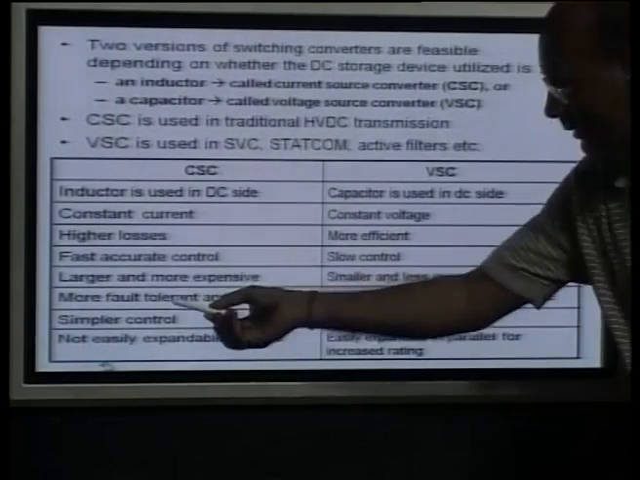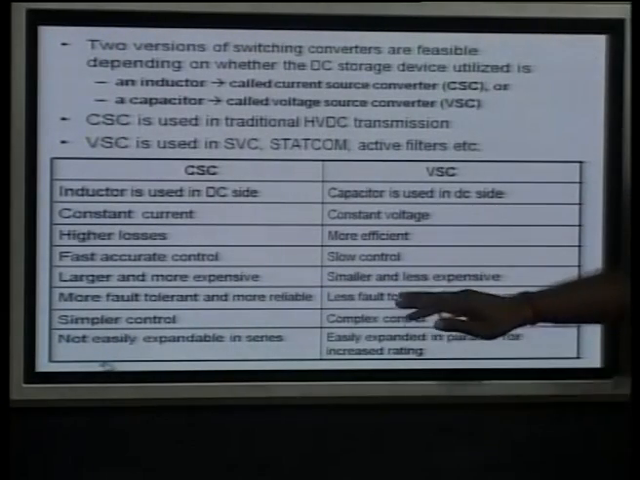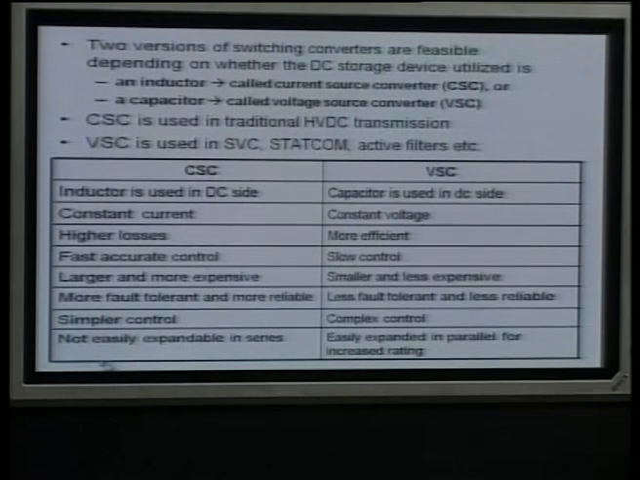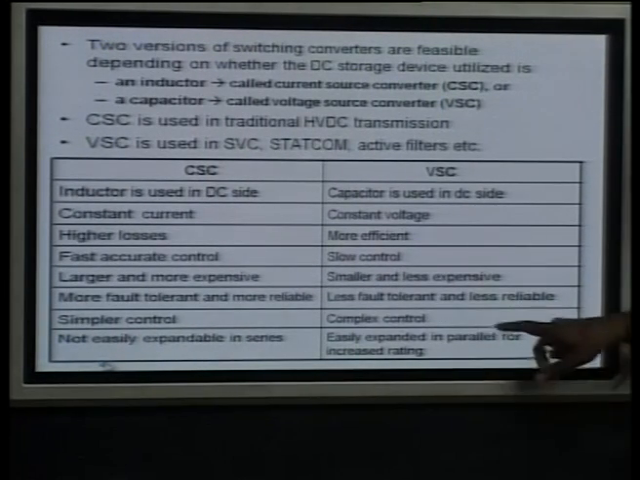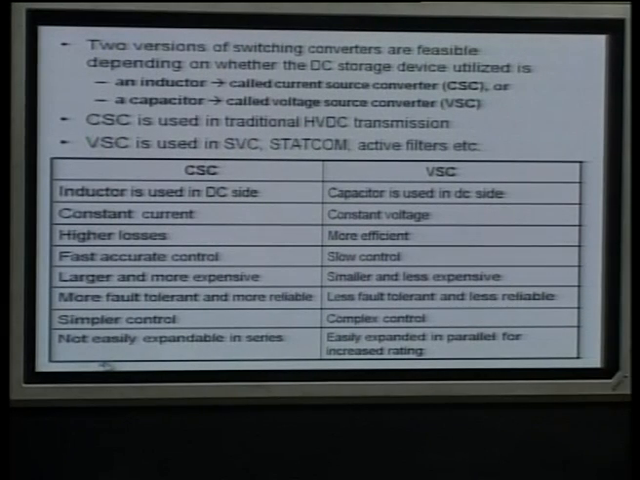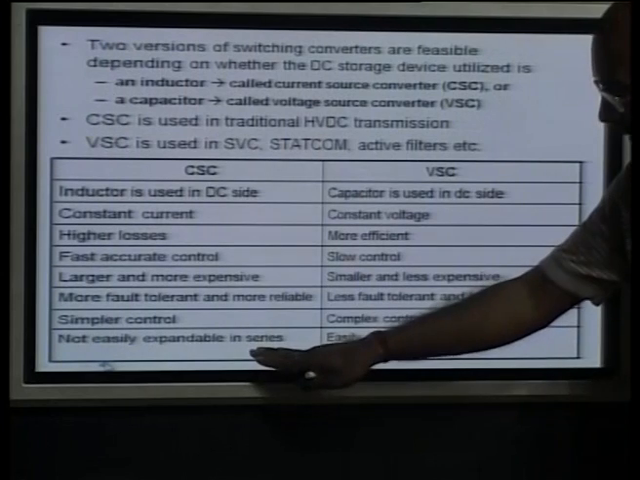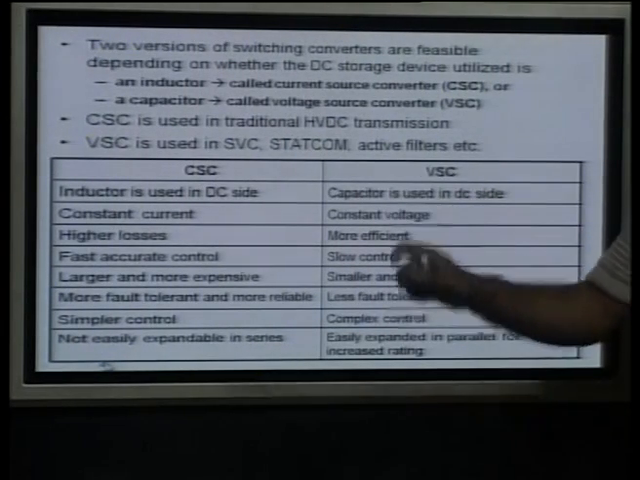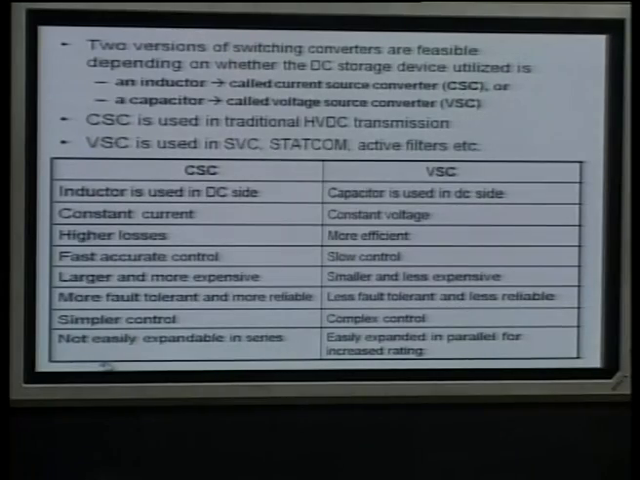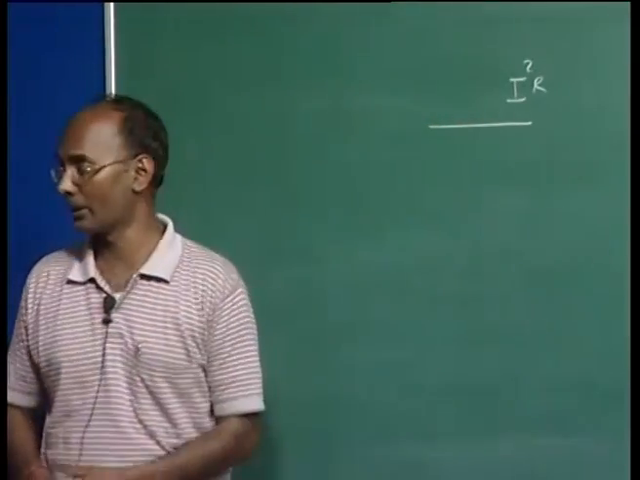The CSC is more fault tolerant and more reliable. The VSC is less tolerant and less reliable, but the control of the CSC is simpler compared to the control of the VSC, which is a complex controller requiring a voltage source. And the CSC is not easily expandable in series, but the VSC can be expanded because voltage you can add. Here the current is constant, so you cannot add in series, that is the difficulty.